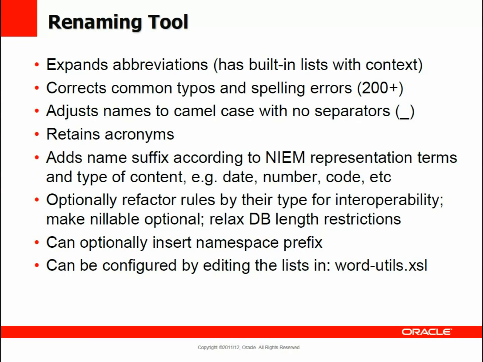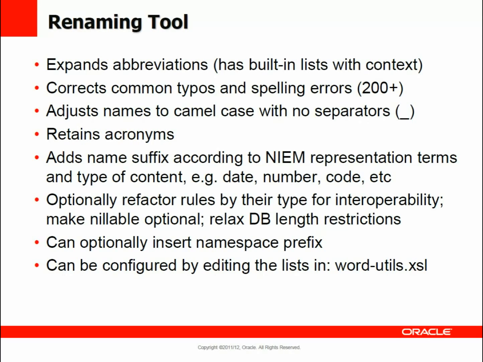So this renaming tool is designed to facilitate automation of getting names from existing sources into NIEM naming and design rule conformant names. So sources tend to heavily use abbreviations. The renamer has a large number of built-in government abbreviations that it knows. It knows how to correct common typos and spelling errors. It has over 200 of those. It adjusts names to make them XML camel case conformant. If you have acronyms, it'll retain those.